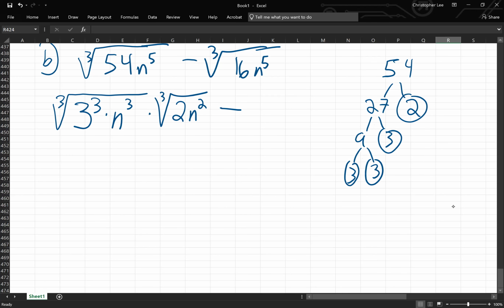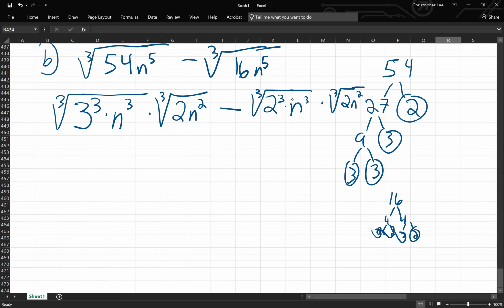Do the same thing with the next one. For 16, it would be 2 to the 4th power. So it's going to be the cube root of 2 to the third times n to the third, times the cube root of 2n to the second.